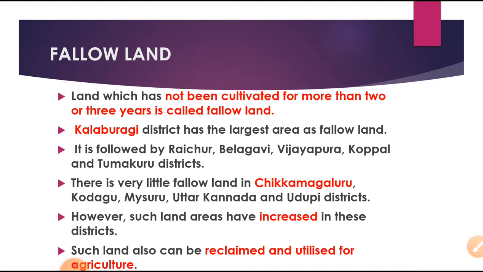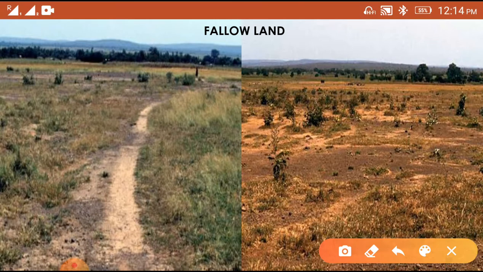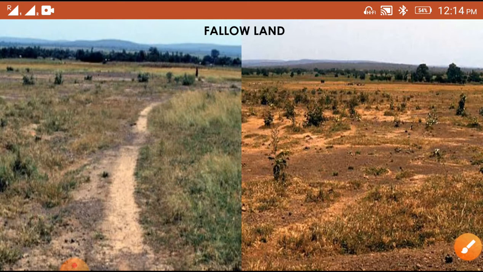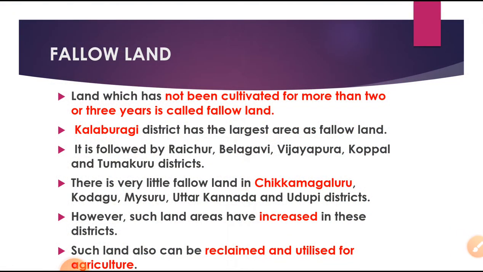Very little fallow land can be seen in Chikamagalur, Kodagu, Mysore, Uttara Kannada and Udupi districts. Why is this type of land less in Malnad? Because you can find out here, this type of land can be seen in plain land. It looks like a Maidan region. So that is why this type of land can be seen in Maidan region more than Malnad. That's why Malnad districts have fewer fallow lands in our state.